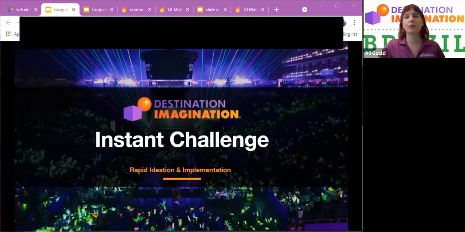The idea here is that we're focusing on rapid ideation and implementation, because instant challenge is something that all the teams have to go through at the tournament, because we're focusing on teamwork and idea development and creation over a long period with our team challenge, but over a short period with our instant challenge.